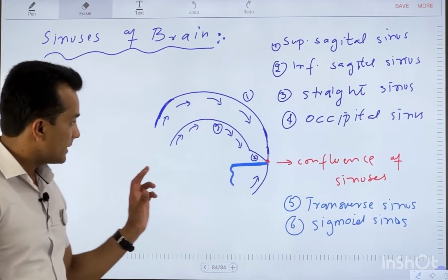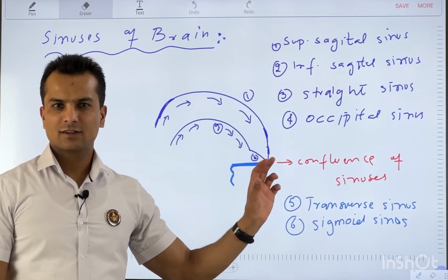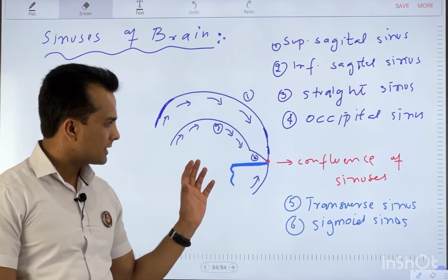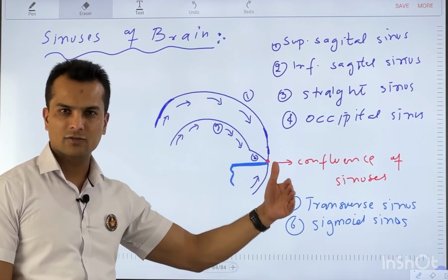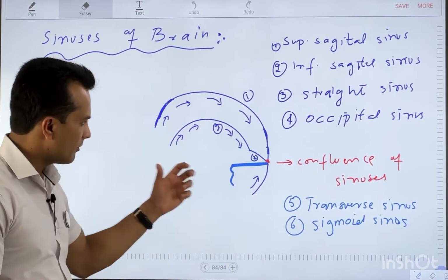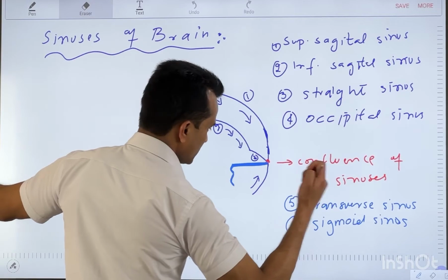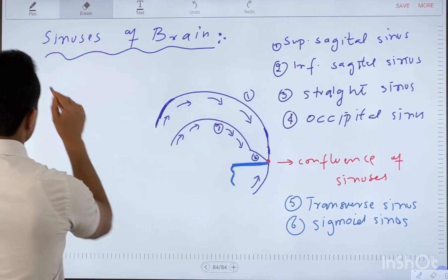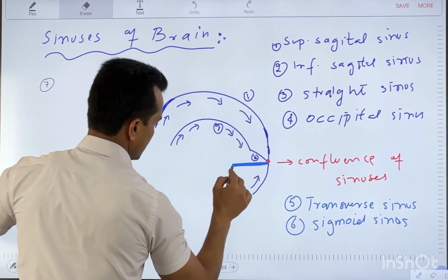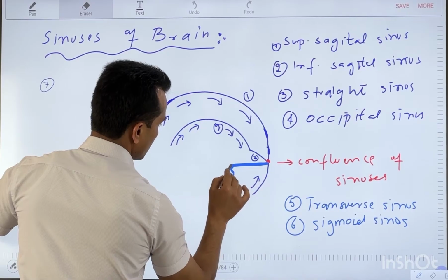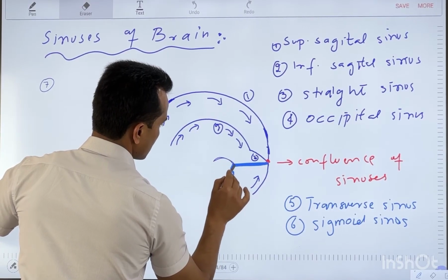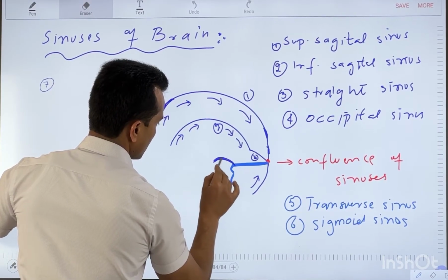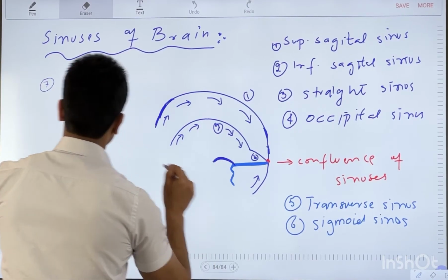Through the petrosal sinuses. Later I am going to draw the cavernous sinus in detail, what the receiving channels are and what the leaving channels are from the cavernous sinus. So blood from the cavernous sinus will be taken out with the help of two petrosal sinuses. One is the superior petrosal sinus. So number 7, the superior petrosal sinus, is going to drain into the transverse sinus.